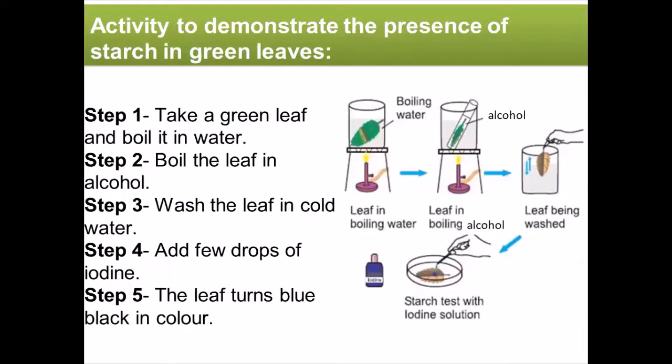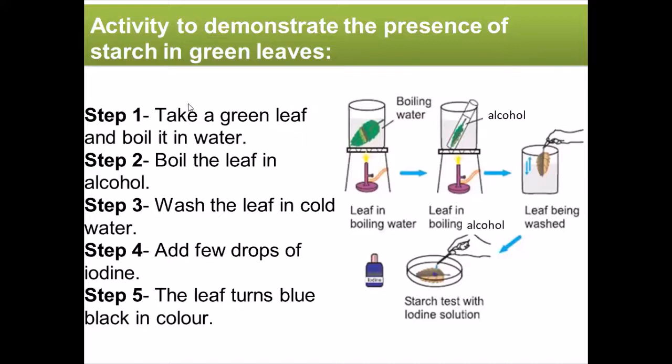Okay, now we'll move ahead. Now, I've told you the extra food is stored in different parts of the plant in the form of starch. Then how will you show that the starch is present in these parts? Let's take the example, starch is present in green leaves of the plants. So here is an activity to demonstrate the presence of starch in green leaves.